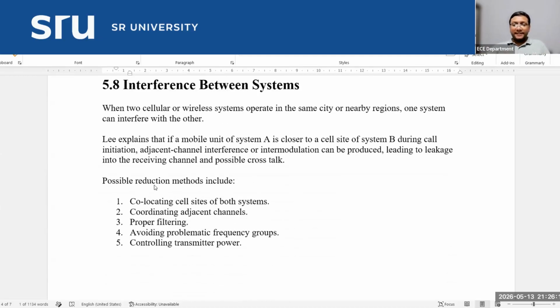So what is interference between systems? When two cellular or wireless systems are operating in a very close region or vicinity, and one system is interfering with the other, this is called electromagnetic interference. Suppose one system is the source of electromagnetic interference, and this interference is being coupled to the signal transmission path of the other. So this is known as interference between two systems.